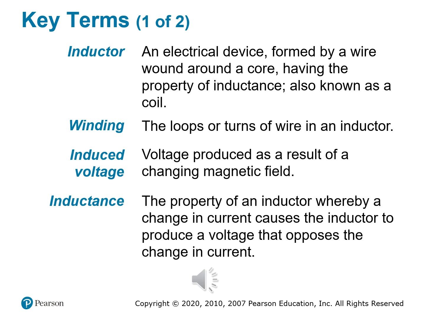All right, so this concludes this lecture. I'm going to go ahead and give you a review of the key terms that we discussed. You can follow along in the slide or you can just listen. First we talked about the inductor, an electrical device formed by a wire wound around a core, having the property of inductance, also known as a coil. We talked about winding, the loops or turns of wire in an inductor. We talked about induced voltage, the voltage produced as a result of a changing magnetic field. Then we mentioned inductance, the property of an inductor whereby a change in current causes the inductor to produce a voltage that opposes the change in current.